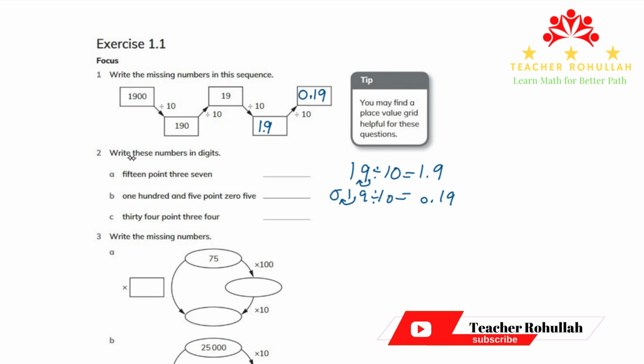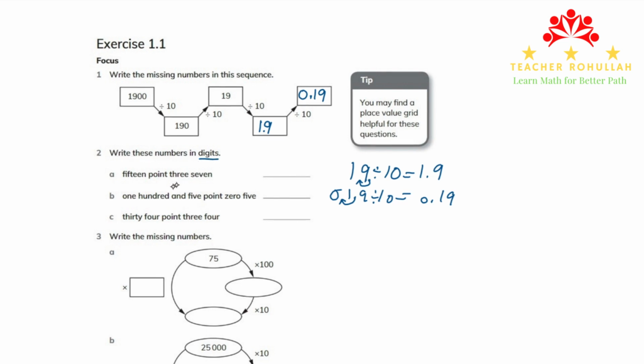In question 2, it says, write these numbers in digits. The numbers are given in words, so we have to write them in digits. That's quite easy. Part A says 15.37. We are done with part A.